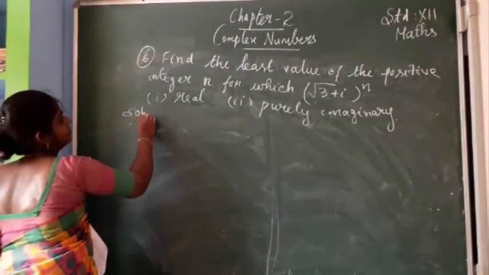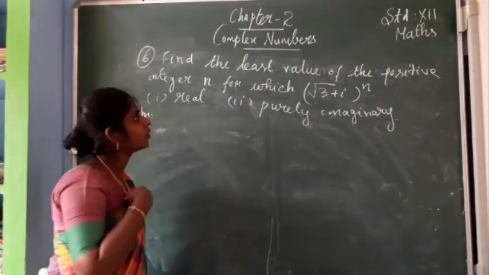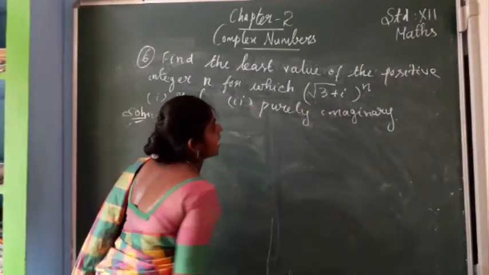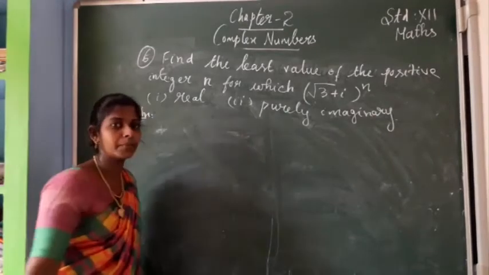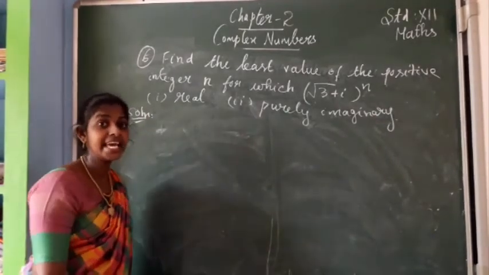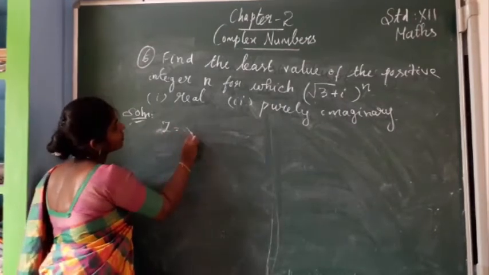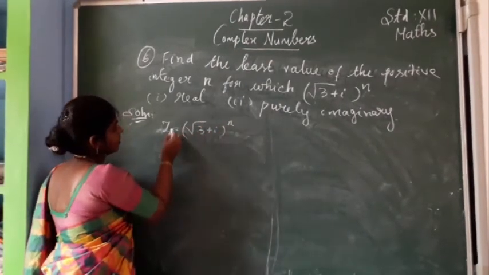Solution. So find the least value of the positive integer n for which root 3 plus i the whole power n. You have to find the real and purely imaginary value. You have to find the n value. So first we write the given data: root 3 plus i the whole power n.